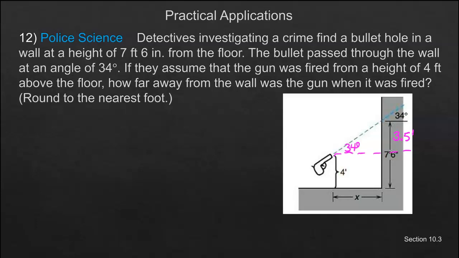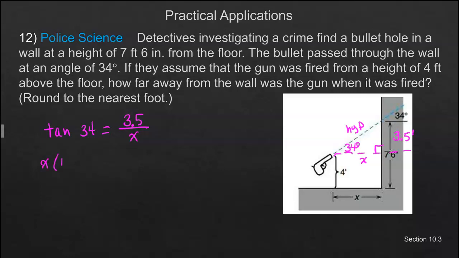Now, this is the side opposite, over the adjacent side. We're not using the hypotenuse, which would be over here. That's my hypotenuse. We don't need that, so we're using tangent. This will be tangent of 34. It's equal to the opposite side, which is my 3.5, over my adjacent side, and that's x, the length that we're looking for, the distance from the gun to the wall.